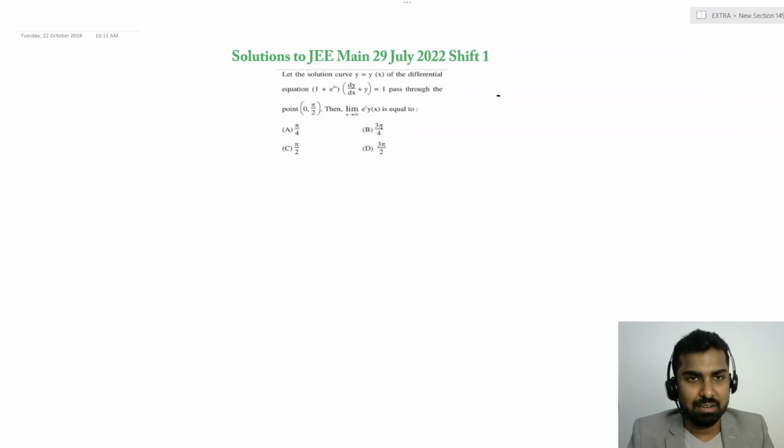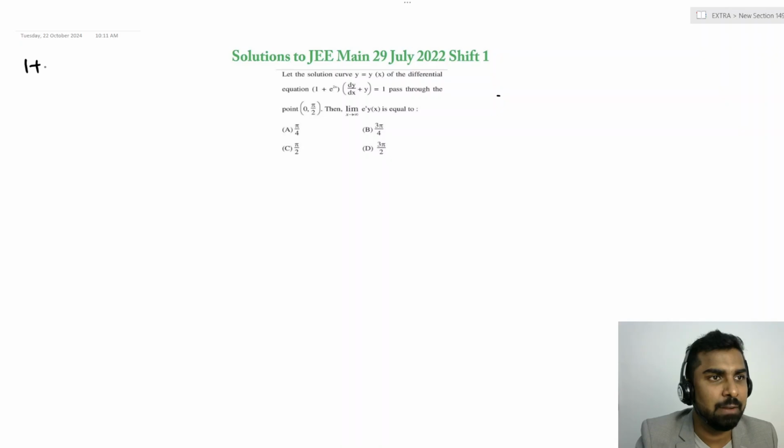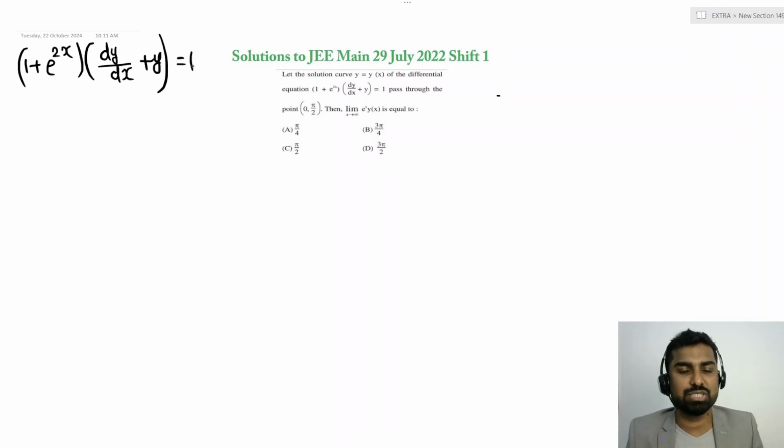So don't worry, the task is very simple. They are given the differential equation: (1 plus e power 2x) into dy by dx plus y equal to 1. This differential equation is given, and they are telling us we have to find some condition.